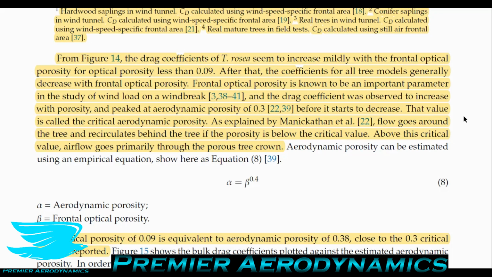Flow goes around the tree and recirculates behind the tree if the porosity is below the critical value, so 0.3. Above this critical value, air goes primarily through the porous tree crown, so that changes the flow physics.